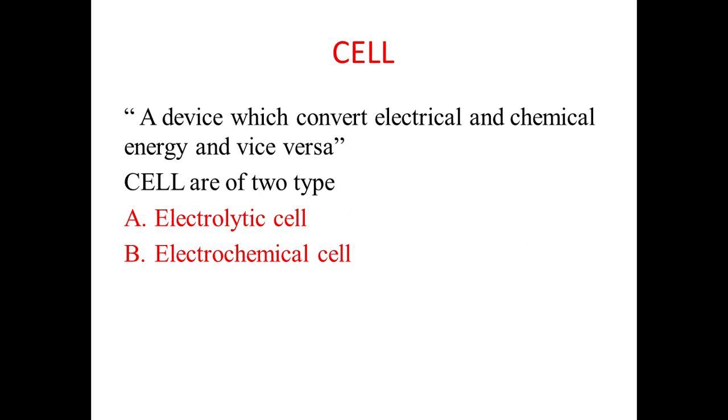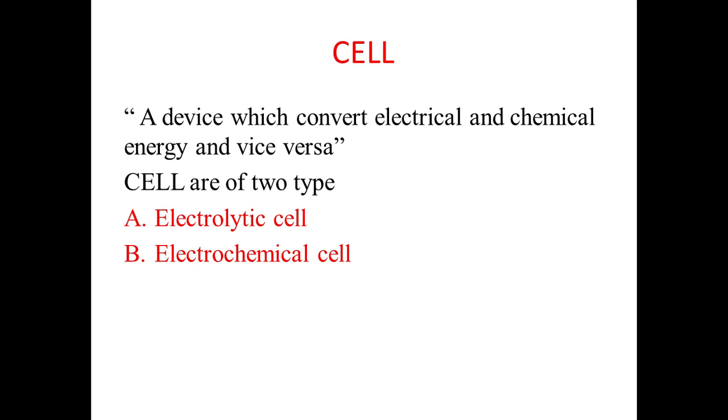Similarly, another category of cell converts chemical energy into electrical energy. That means those cells which produce electrical energy by using chemical reactions. And what kind of reaction? These are redox types of chemical reactions, that is reduction and oxidation.